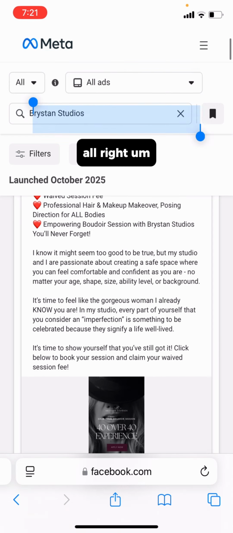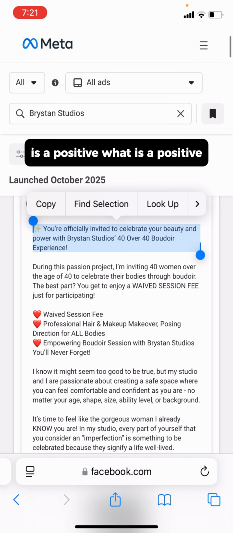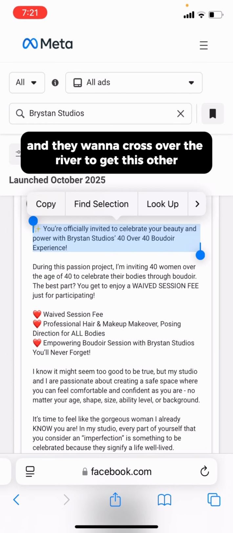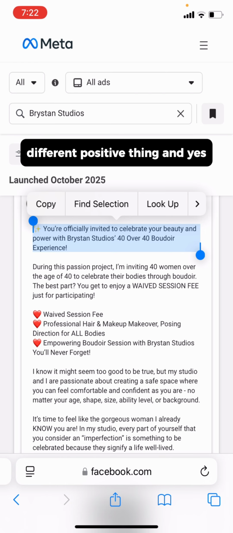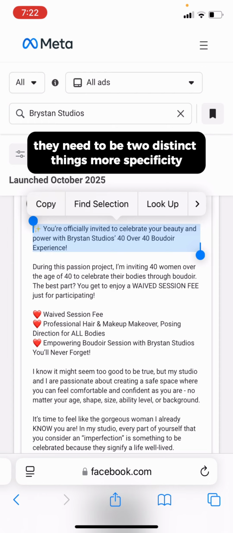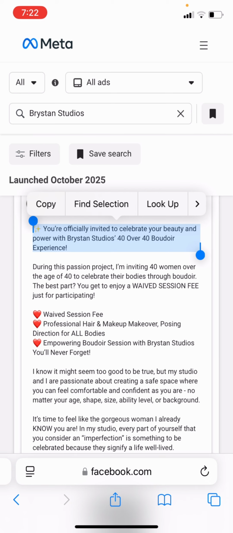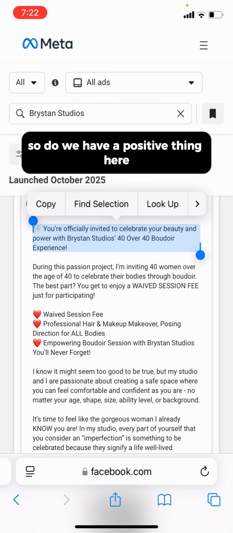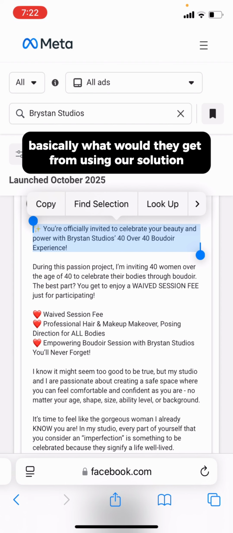All right. Next thing we need in the See More headline is a positive. What is a positive women are saying in our city, in their brain, that they want? They're on one side of the river, the negative experience, and they want to get away from it and cross over the river to get this other different positive thing. And yes, they need to be two distinct things, more specificity, more mental contrast. So do we have a positive thing here? Basically, what would they get from using our solution?